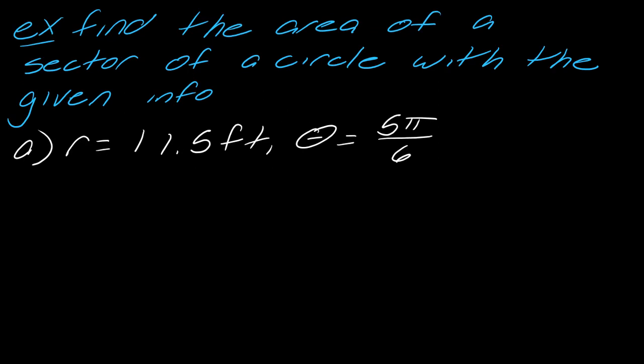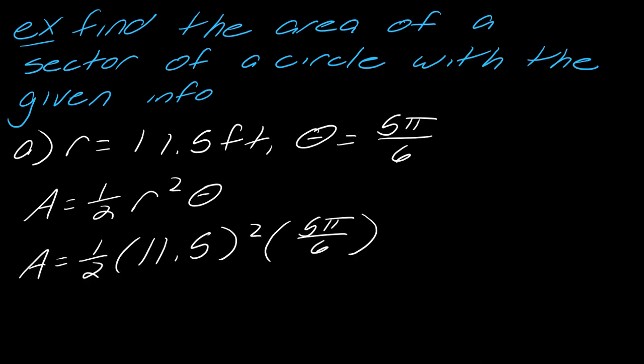Okay, so first thing I want to do is just get you used to using the formula. I think that this is pretty straightforward. So I'm going to give you the radius and then the central angle measure, and then we'll just go ahead and find it. In this case, I've got r equals 11.5 feet. Theta is 5 pi over 6. Honestly, I think you could just pause the video and do this yourself and then hit play when you think you've got it. So just plug everything in.